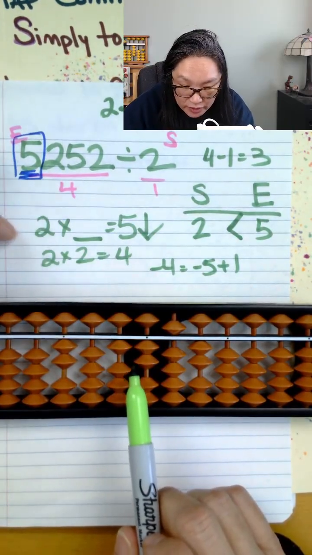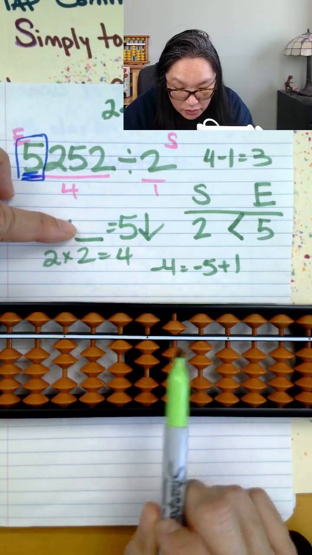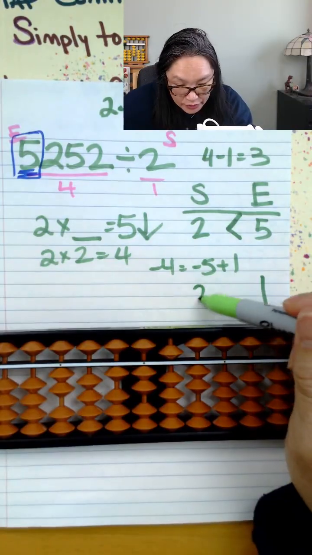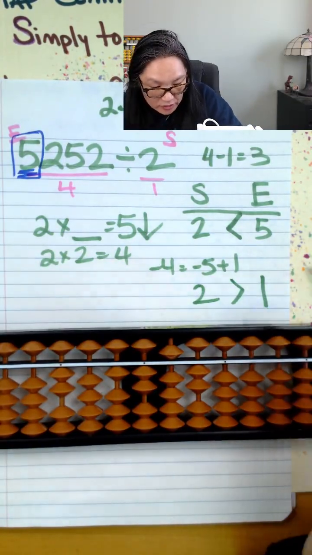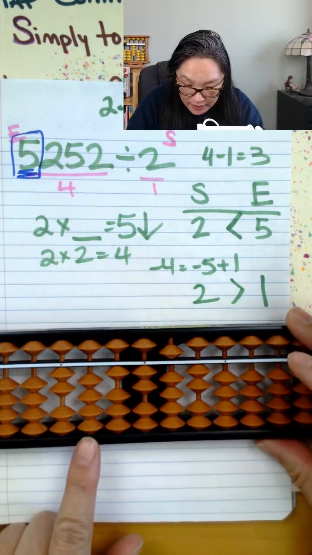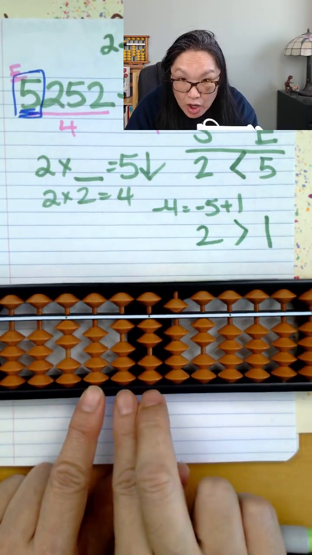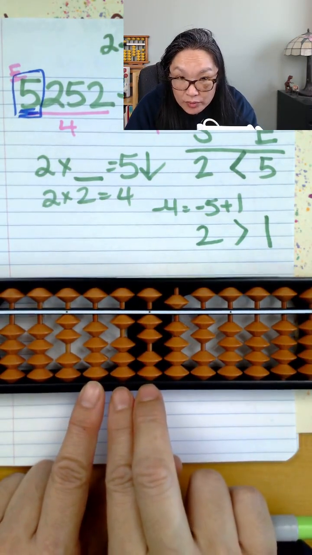We don't write out the long division. That's why we use the abacus. So now my dividend is 1. My divisor is 2. My divisor is bigger, so I know I'm going to be over here to add my answer. I'm going to take these 2 columns.